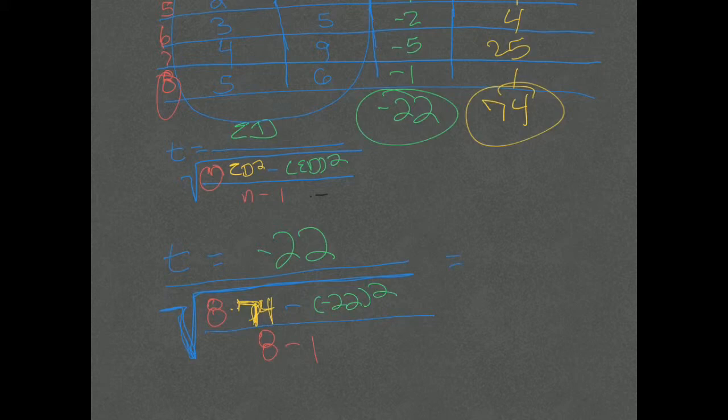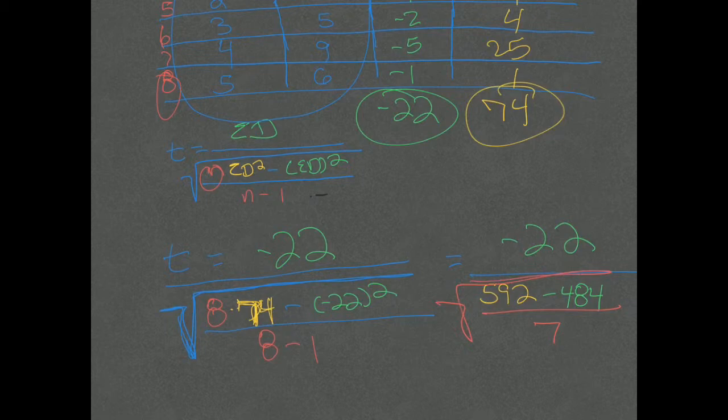So here again we've got our -22. I'm going to try to keep the colors consistent for you, and then 8 times 74 is 592. Sorry about my writing here. I'm just going to start over there. 592. There we go. And then 22 squared is going to be 484. And then of course 8 minus 1 is 7, and we're not going to forget the square root.